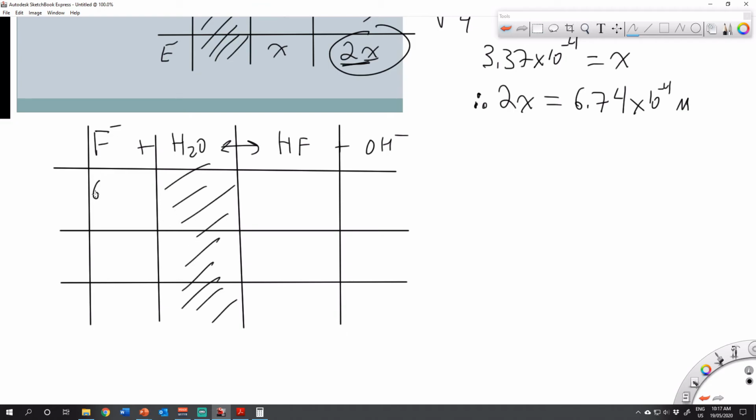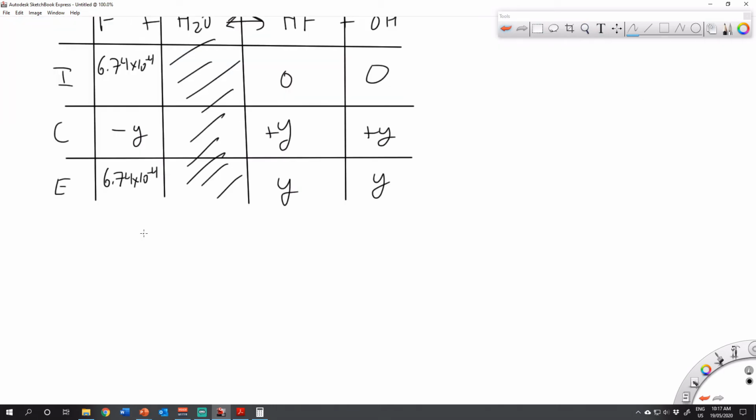Here this is going to be 6.74 times 10 to the negative 4. Change, this will be minus y, this will be plus y, this will be plus y. I should use a different variable because we already used x. We're going to make the assumption that the change is going to be really tiny. Alright, so now this will calculate Kb.